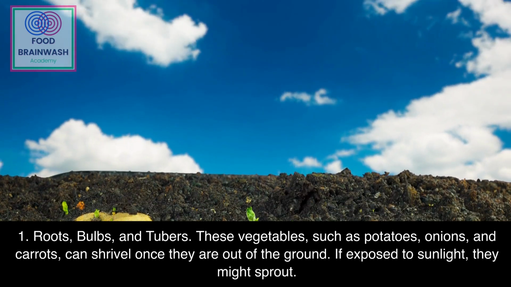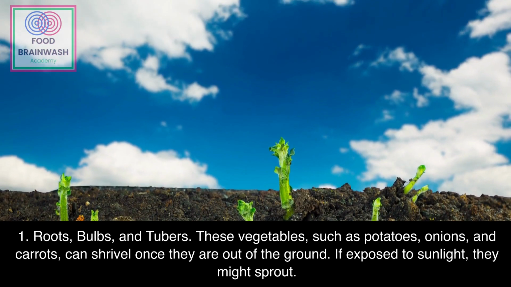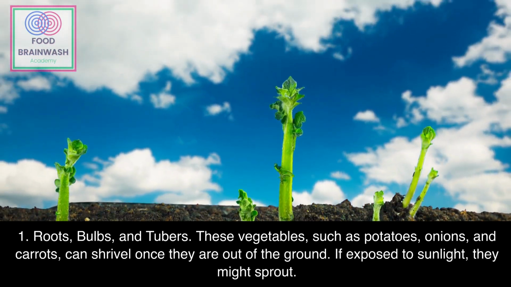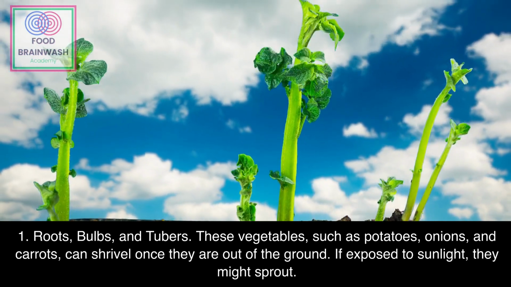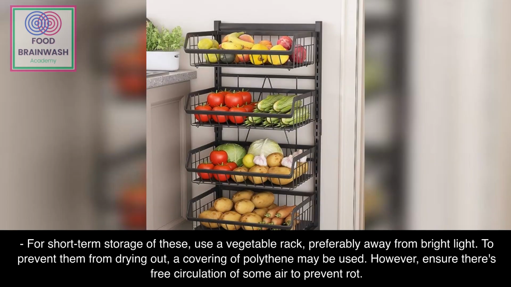1. Roots, bulbs, and tubers. These vegetables, such as potatoes, onions, and carrots, can shrivel once they are out of the ground. If exposed to sunlight, they might sprout. For short-term storage of these, use a vegetable rack, preferably away from bright light. To prevent them from drying out, a covering of polythene may be used. However, ensure there's free circulation of some air to prevent rot.